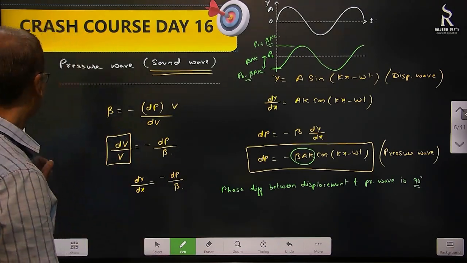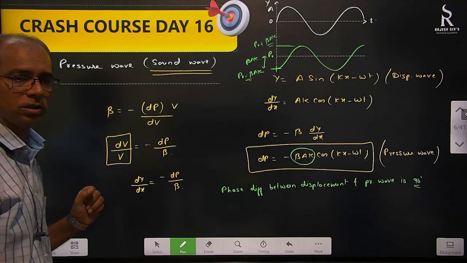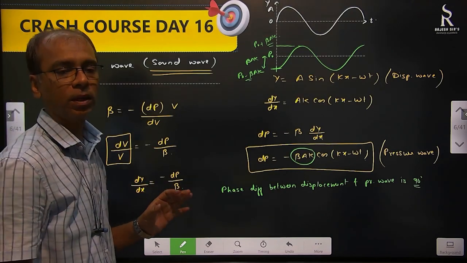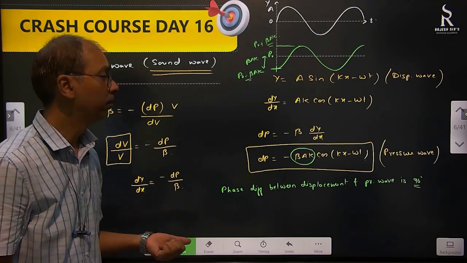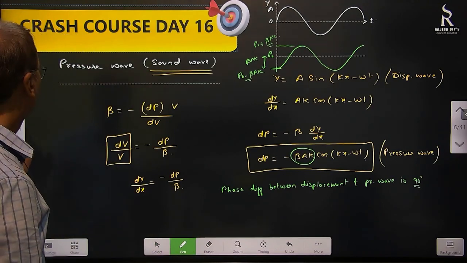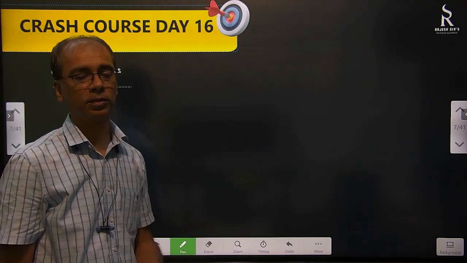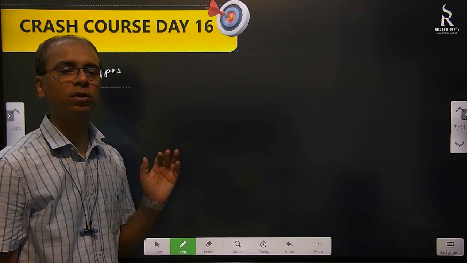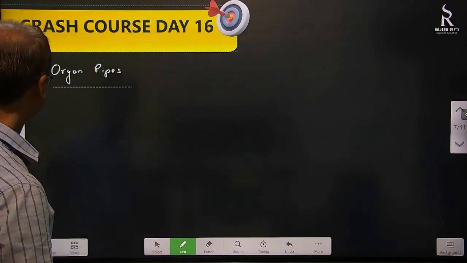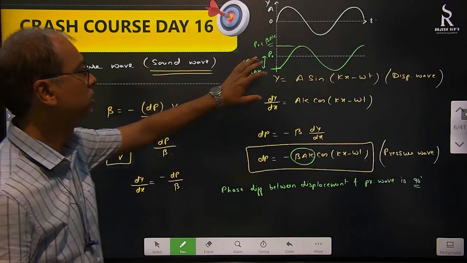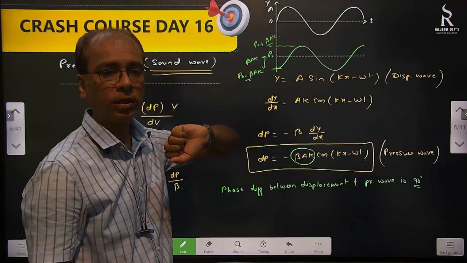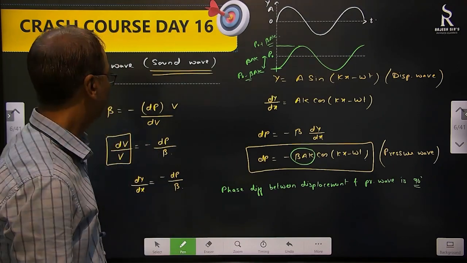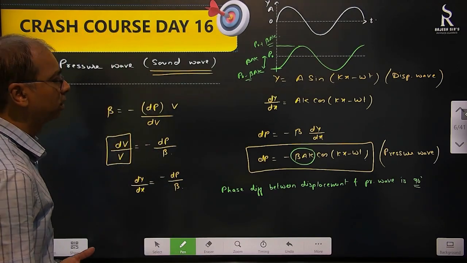Where does the displacement standing wave happen? In strings. In strings, we talk about standing waves as displacement waves. But in organ pipes you can define it both ways, displacement wave as well as pressure wave. But we prefer pressure waves in organ pipes because it's easy for us. So this is the pressure wave, this is the displacement wave, and the phase difference between the two is 90 degrees.